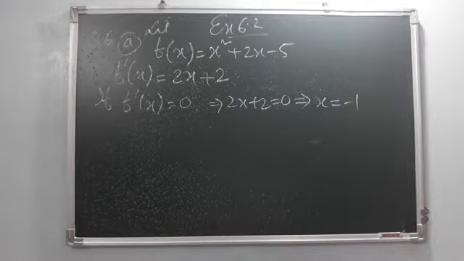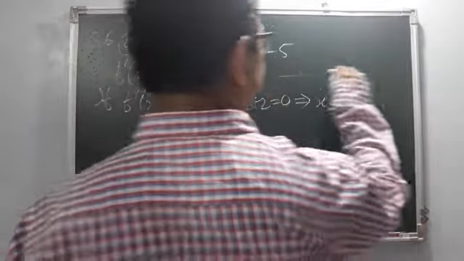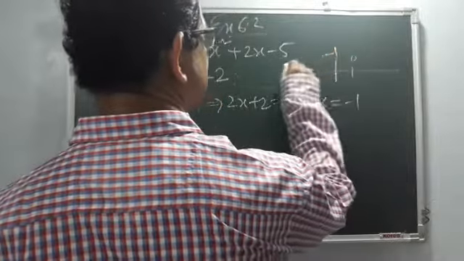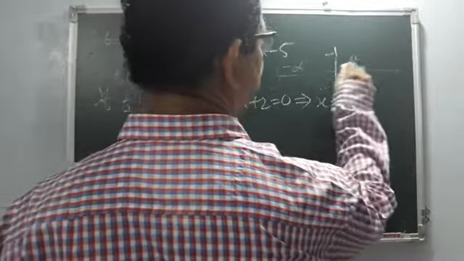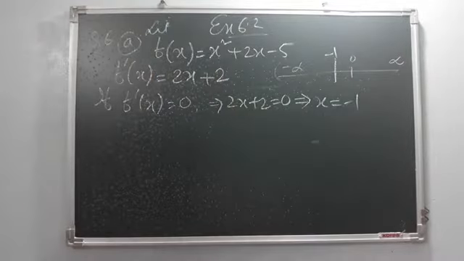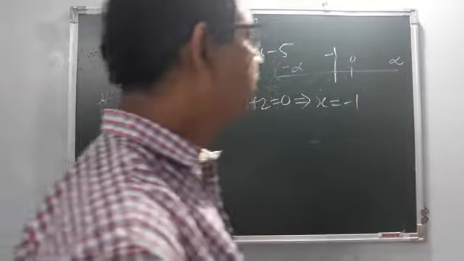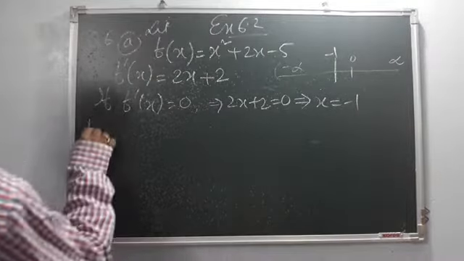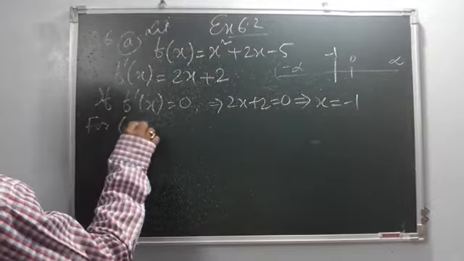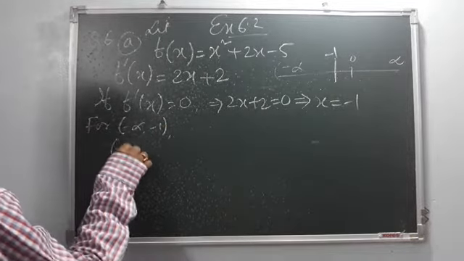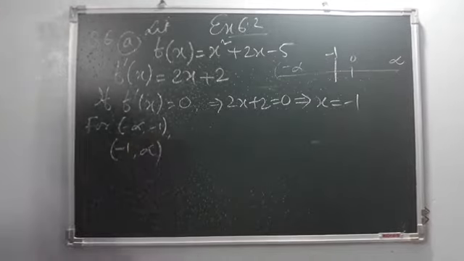So on the number line, if we take 0, then this one is minus 1, and this side is minus infinity and this side is infinity. So we get two intervals: minus infinity to minus 1, and another is minus 1 to plus infinity.